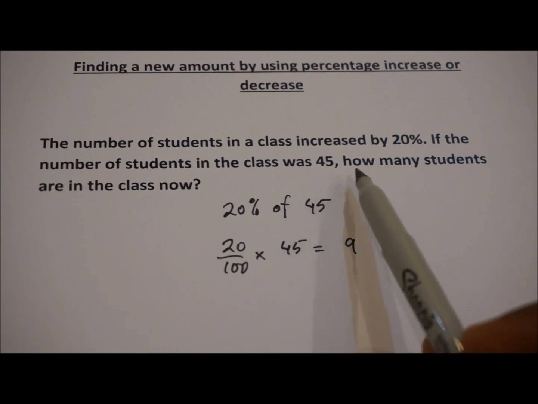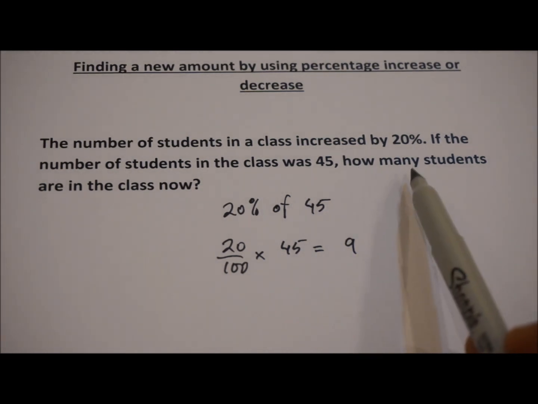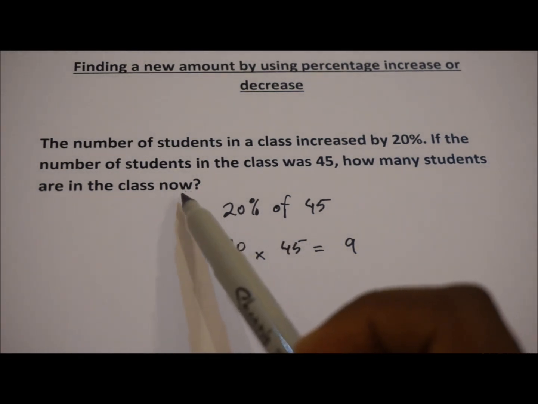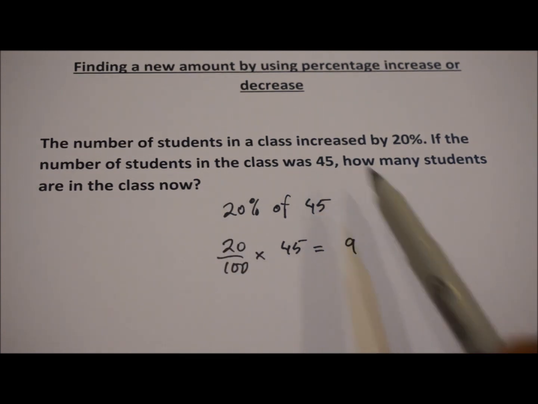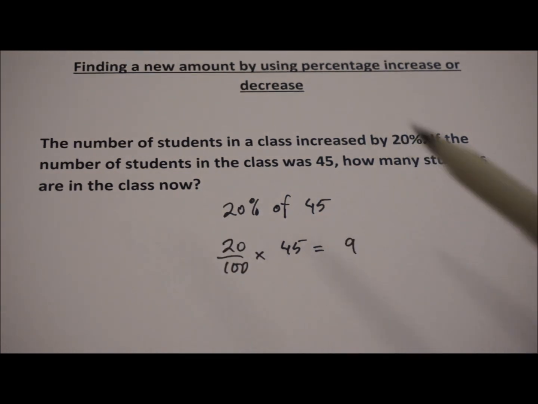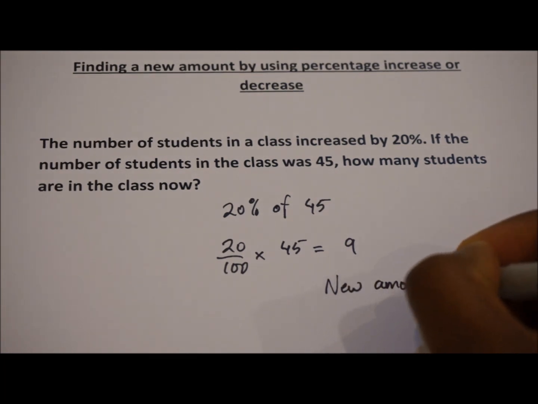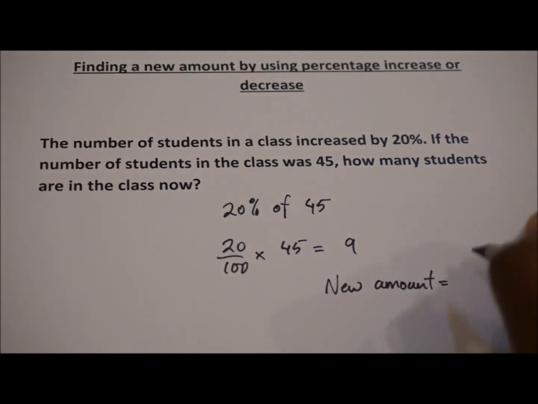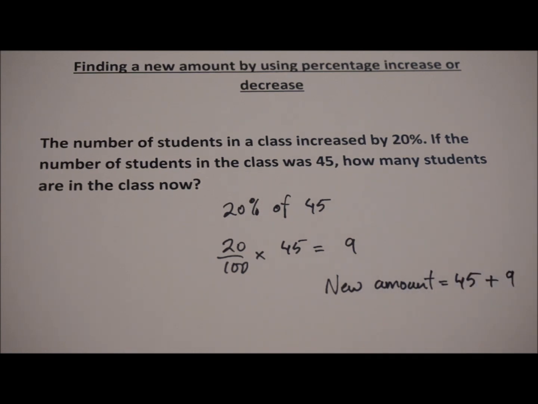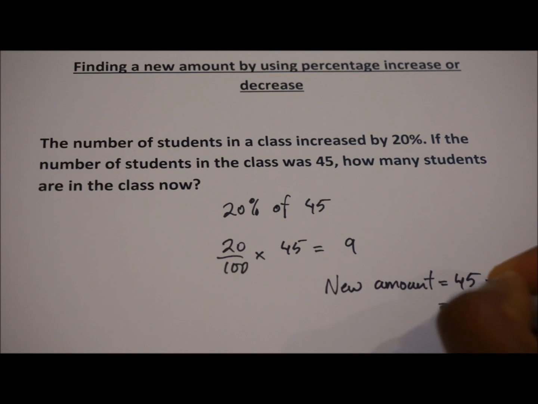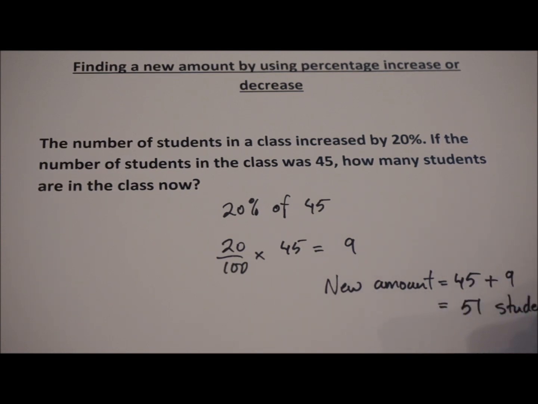But notice what our question asks. Our question asks, how many students are in the class now? It was 45, it went up by 9. Therefore, the new amount would be the 45 that we had first plus the 9 that it went up by. Therefore, there are now 51 students in the class.